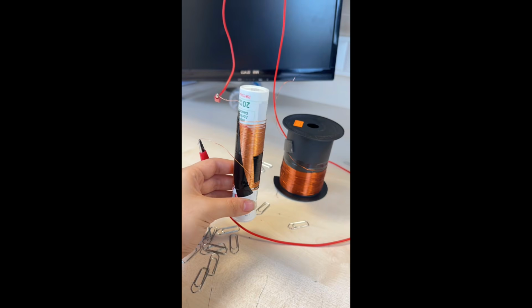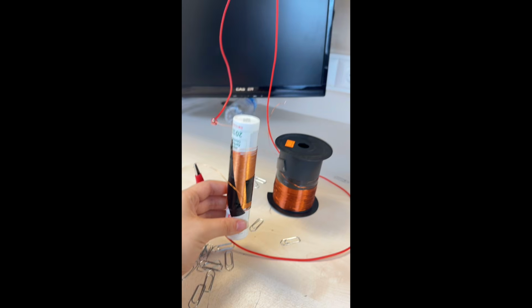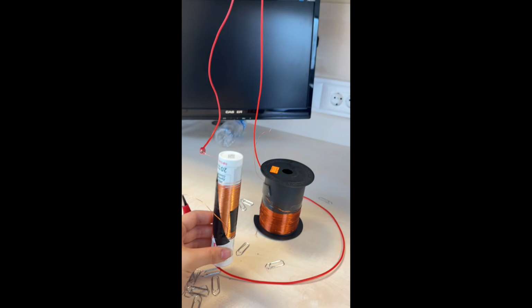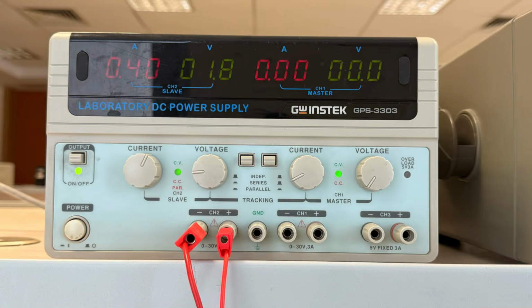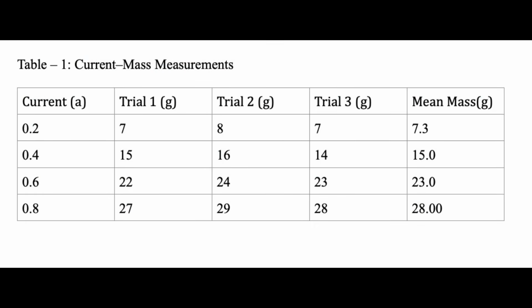The setup consists of a small coil connected to a DC power supply. Paper clips were placed directly at the center of the coil to test the magnetic force. For each current value, I added paper clips one by one until the coil could no longer lift them. This allowed me to estimate the maximum lifting force. Each measurement was repeated 3 times and averaged.